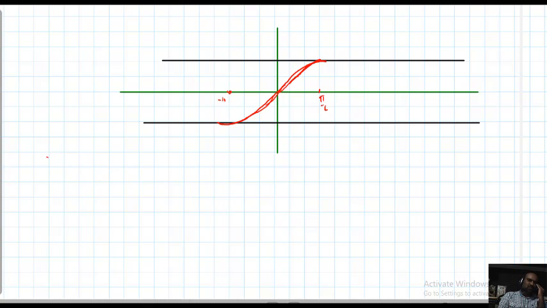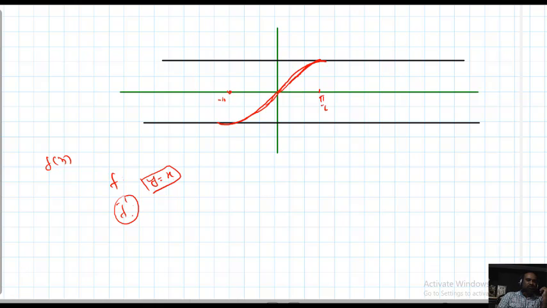Students, listen. f of x is a function, and f inverse is another function. How can we directly get the graph of f inverse from f, or f from f inverse? The graph of the f inverse function is the image of f with respect to the line y equal x. Or the graph of f is the reflection image of f inverse of x with respect to the line y equal x. Understood?